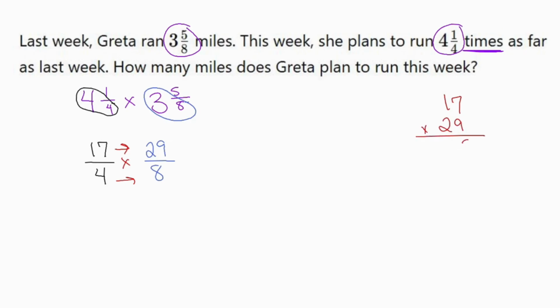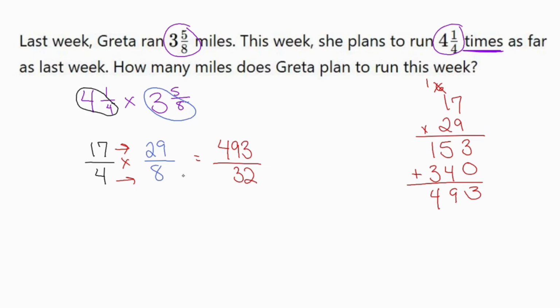9 times 7 is 63, so write out your 3, carry the 6. 9 times 1 is 9. 9 plus 6 is 15, so write out your 15. Now that I'm done with the 6, I'll cross it out. Move over to the tens place. Don't forget your 0. 2 times 7 is 14, so write out your 4, carry the 1. 2 times 1 is 2, plus 1 is 3, so you write 3. Add these together, and you get 3 plus 0 is 3, 5 plus 4 is 9, 1 plus 3 is 4, 493. That's going to be over 32.